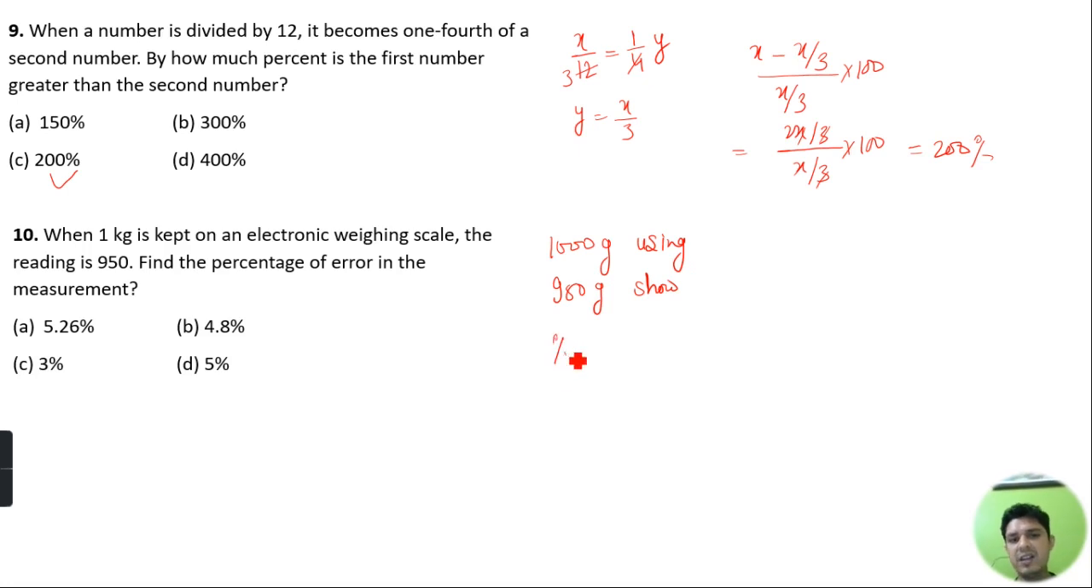So the percentage error we can simply find as the difference, that is 50, divided by the weight that we are using. How much weight are we using? We are using 1000 gram. So simply we can find the value. The value will be 5%, right? So option C will be the right option.